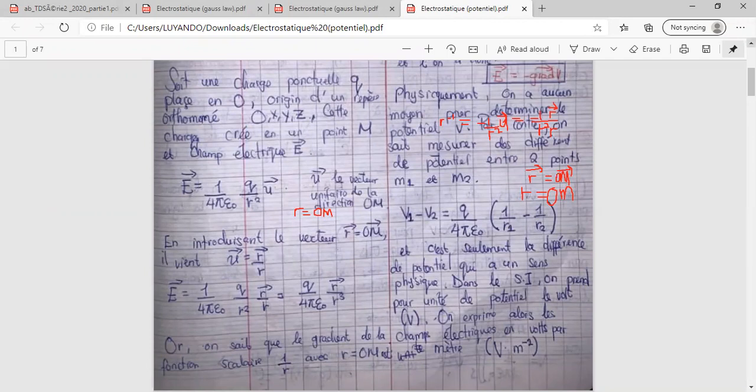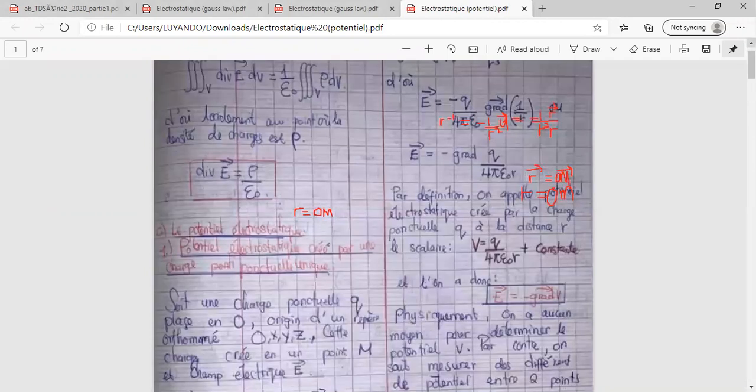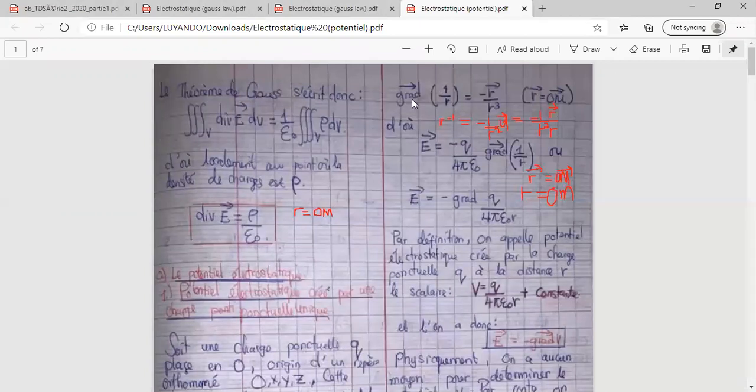Then in this case, we introduce the gradient. So gradient of 1 over r is equal to this. So instead of having this guy here, where there is r vector over r to the power 3, we introduce our gradient of 1 over r. So we have negative q over 4 pi epsilon 0 gradient of 1 over r. And then our actual final electric field is going to be equal to negative gradient of q over 4 pi epsilon 0 r.